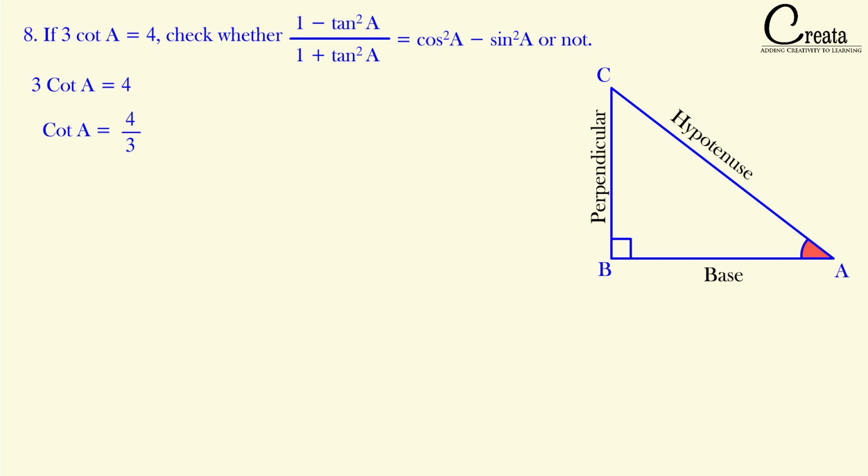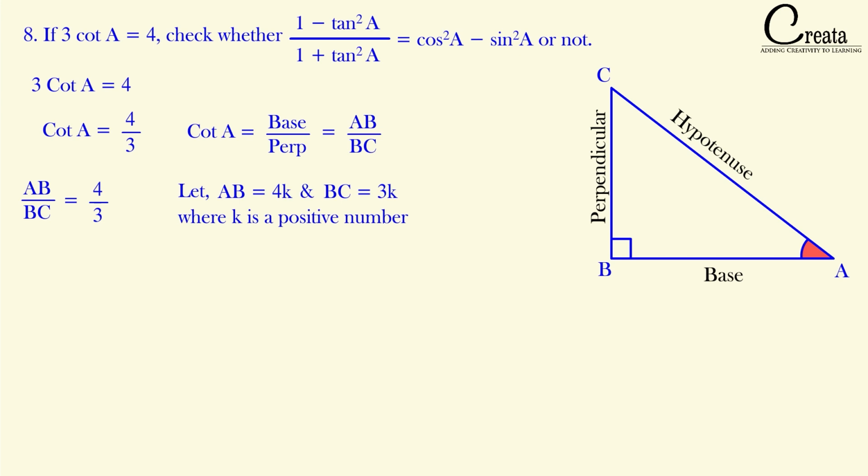So let's proceed. Here cot A is given as 4 by 3. And we know what is cot. Cot is base upon perpendicular. If you know tan A as perpendicular over base, you can do the reciprocal. You got cot as base upon perpendicular. And base for this triangle is AB and perpendicular is BC. So we got AB upon BC is equal to 4 upon 3. So we will use the same philosophy we have used in the previous questions.